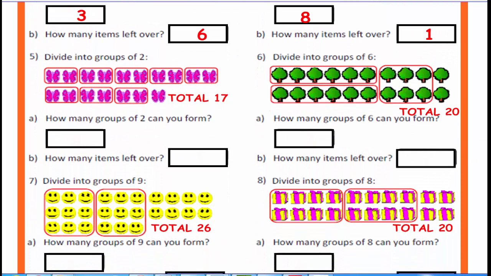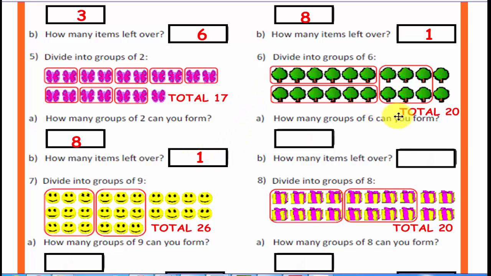Let's look at number 5. We want to divide these in groups of 2. So we have 1, 2, 3, 4, 5, 6, 7, 8. 2 times 8 is 16, and we should have 1 left over. So you should have 8 groups, and we have 1 left over.